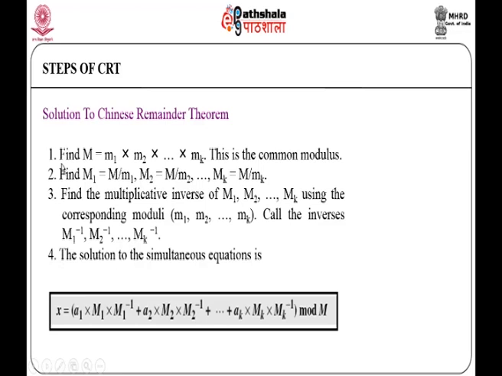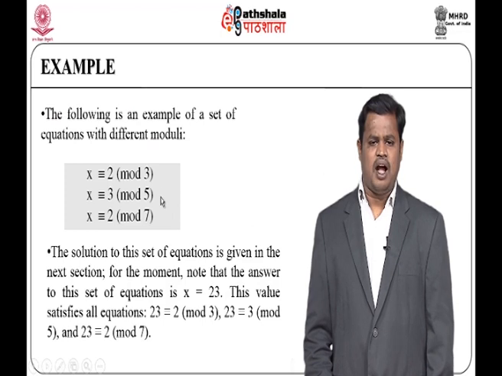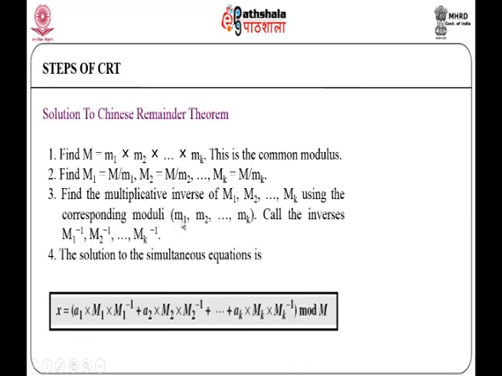In step 1, the first thing you have to do is find capital M, which is nothing but the common modulus. According to the set of congruent equations, where we have m1, m2 and m3, in general, we can say M is equal to m1 into m2 into m3, like that up to mk. So, the first step is to find the capital M, which is the multiplication of all the moduli in the congruent equations.